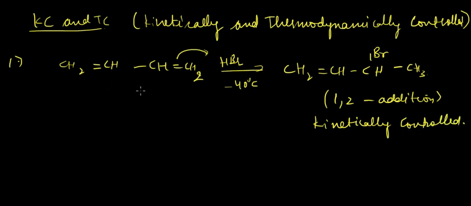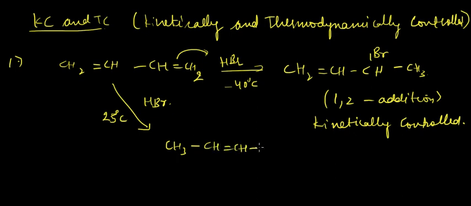Now if we react the same compound with HBr at 25 degrees Celsius, we'll get something like this product, CH2Br, which is actually thermodynamically controlled, and it is 1,4 addition.